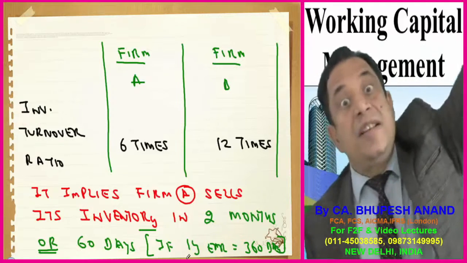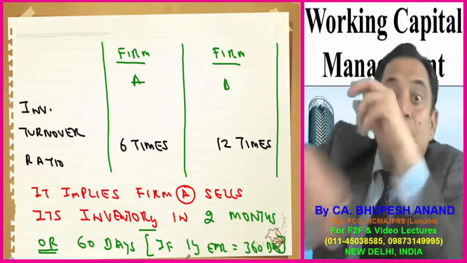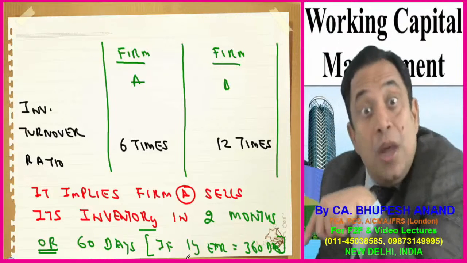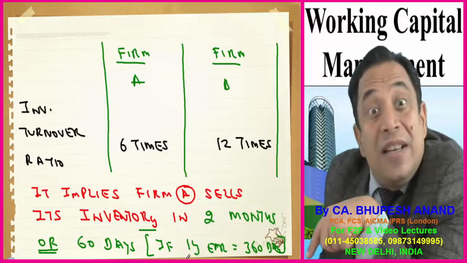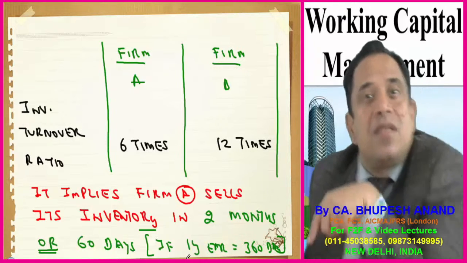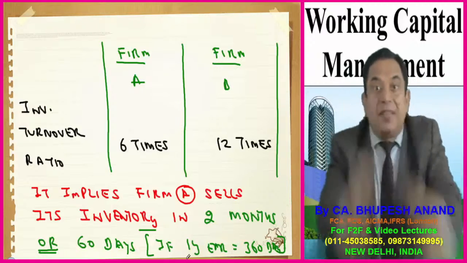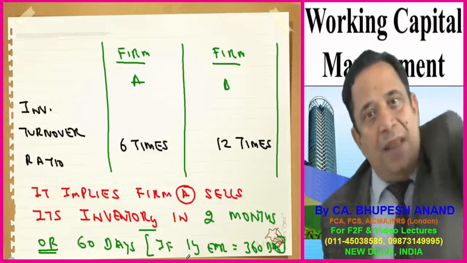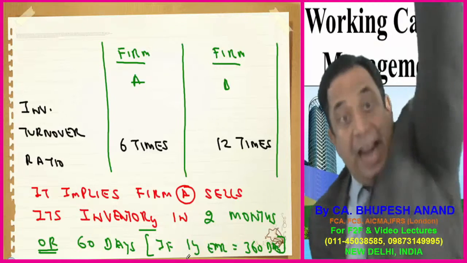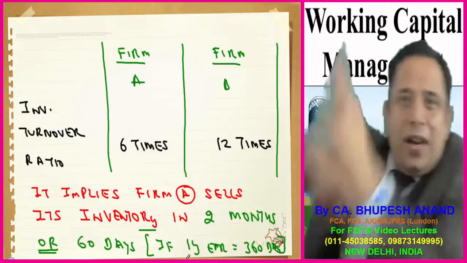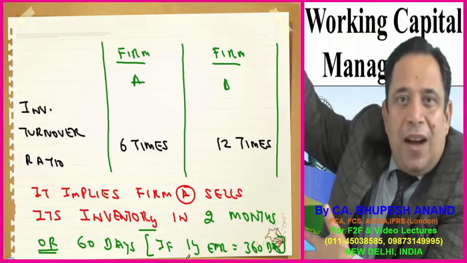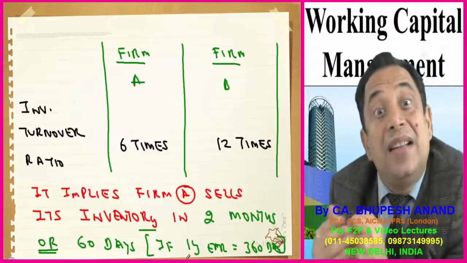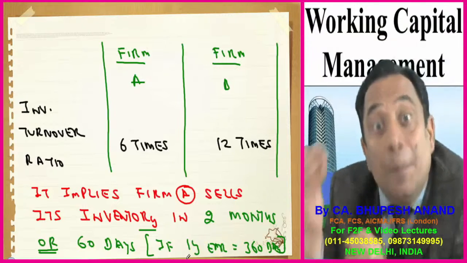For example, a vegetable vendor purchases vegetables in the morning and sells in the evening, and on the next day again he purchases and sells, and the next day again he purchases and sells. The inventory turnover ratio of a vegetable vendor will be 365 times, because he is purchasing regularly. Every day he purchases and sells. At the end of the day there are no vegetables, and in the morning again he purchases from the wholesale market. It means the higher the inventory turnover ratio, the better it is.